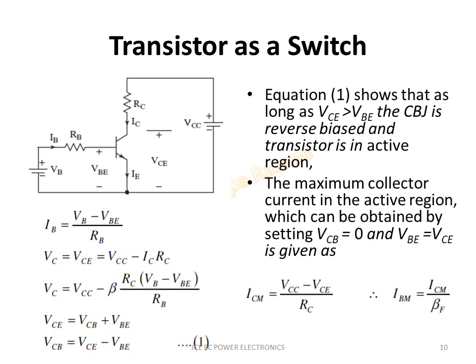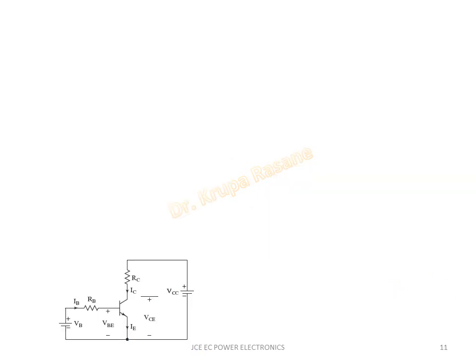And when collector current is maximum, there is a corresponding base current, right? So the base current at that time can be written as IBM equal to ICM upon beta F, because we know beta is equal to IC by IB. So if this is ICM, this has to be IBM at that time, and we call that beta F. That is the beta factor that is there.